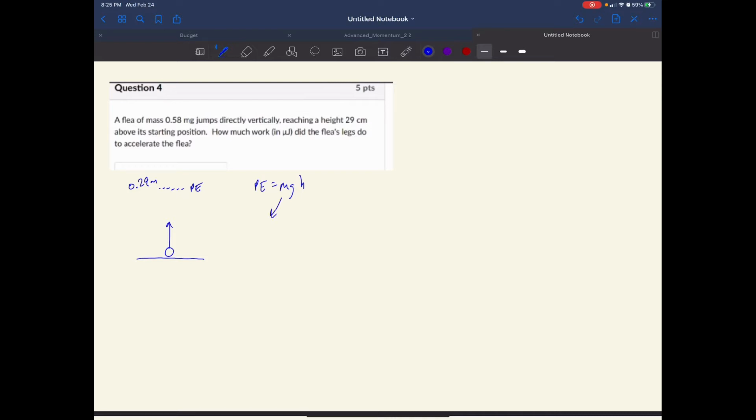The mass is going to be a little bit harder to get just because it gives you 0.58 milligrams. So if you think about the conversion, there's 1,000 milligrams in a gram, and there's 1,000 grams in a kilogram. Remember that in order for these formulas to work, the mass has to be in kilograms. So really what you're looking at here is 5.8 times 10 to the negative 7th kilograms when you solve it all out. So that's going to be your mass. The g is going to be 9.81 meters per second squared, and the h is going to be 0.29.